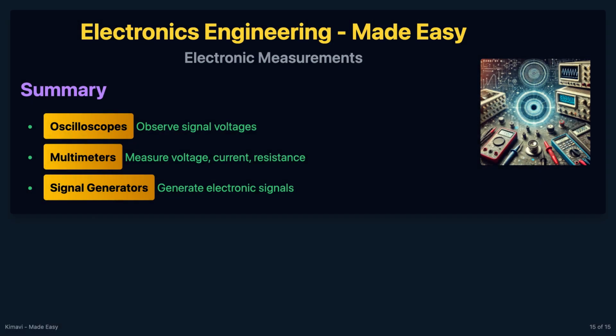In summary, understanding how to use oscilloscopes, multimeters, and signal generators is fundamental for electronics engineering. These tools allow engineers to measure and analyze various electrical parameters, ensuring proper functionality and performance of electronic circuits.